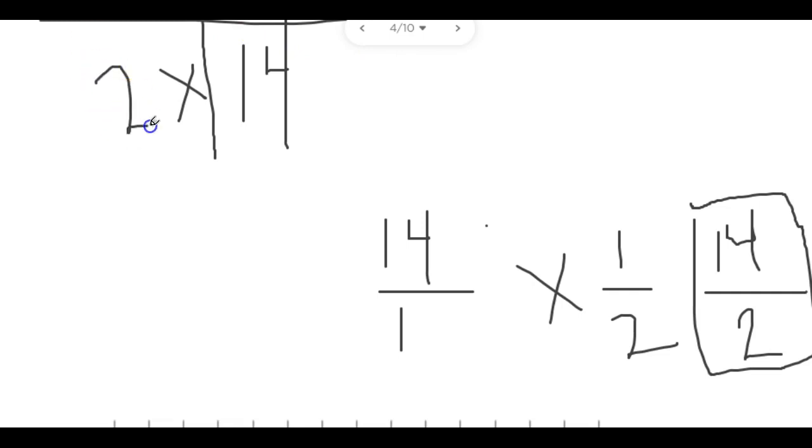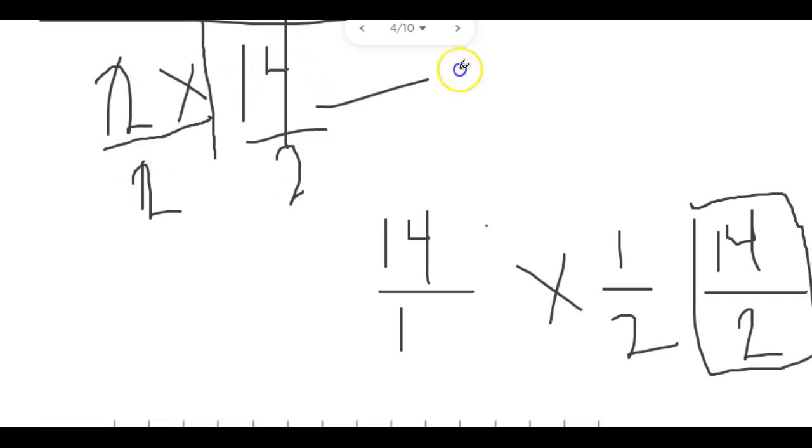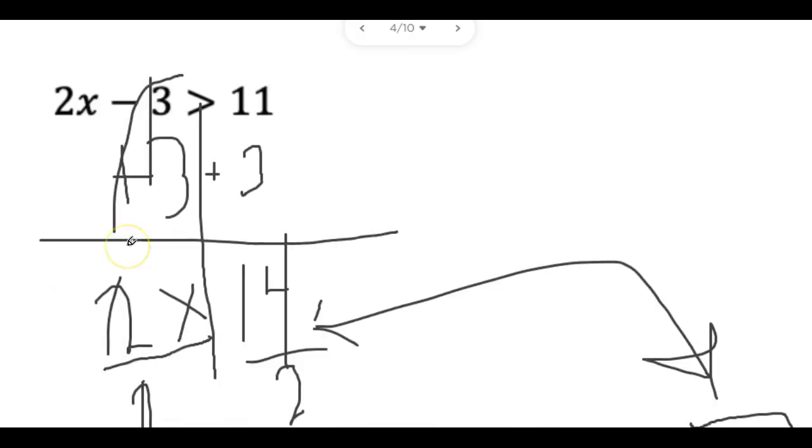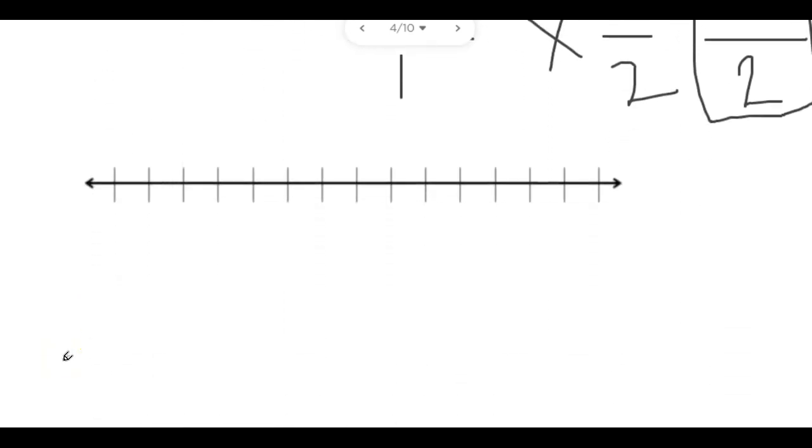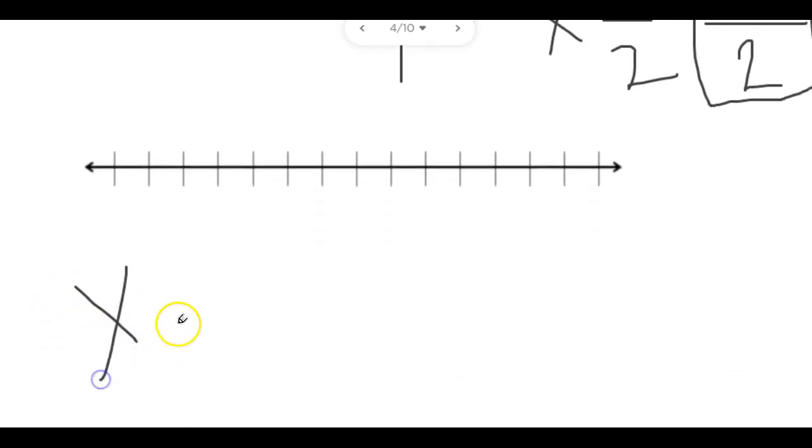So you got 2, right? Well, what I'm saying is multiplying by the reciprocal is the exact same thing as dividing. Right here, the 2 over 2 cancels out, and you're still left with the same thing, which is 14 divided by 2, as long as you understand the principles of what's happening. 14 divided by 2 is 7, and you end up with x is greater than 7.